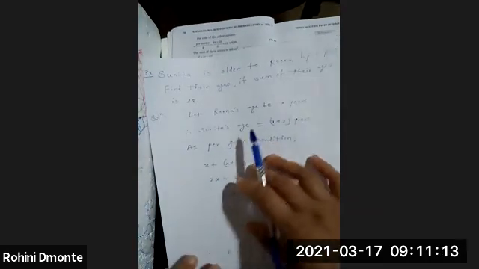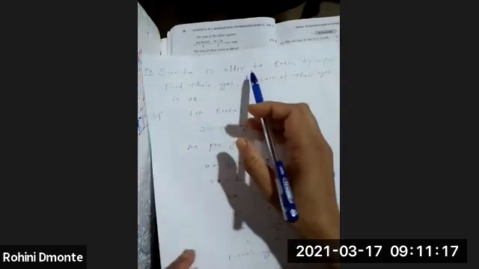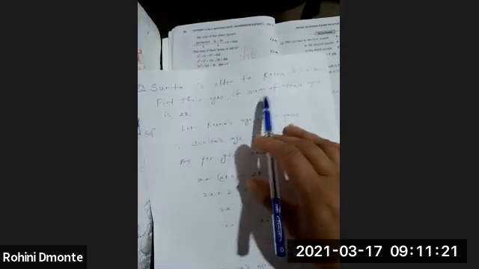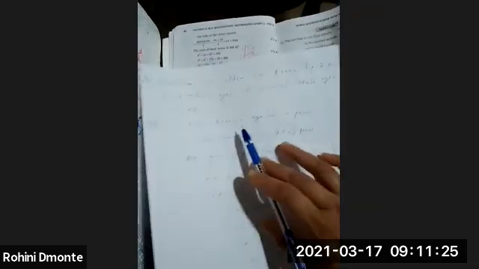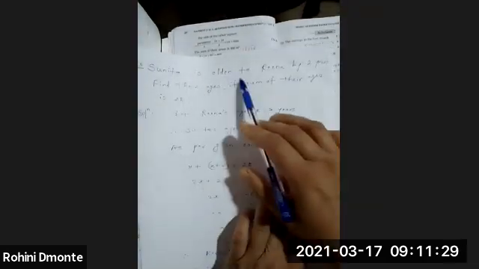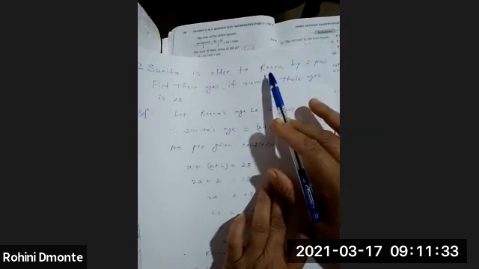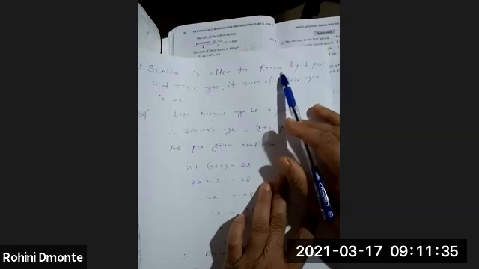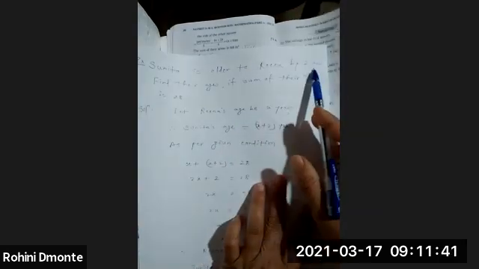So let us see how I have constructed the sum. Sunita is elder to Rina by 2 years. Find their ages if the sum of their ages is 28. Now, here, see, Sunita is elder to Rina. So first of all, how to solve this sum? First of all, you have to consider Rina's age to be x years. So Sunita's age will be x plus 2 years since she is elder to Rina by 2 years.